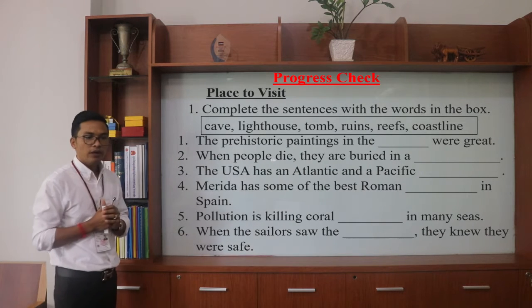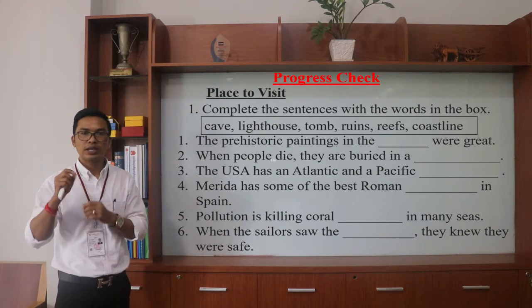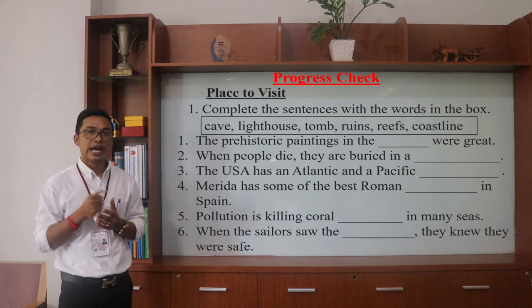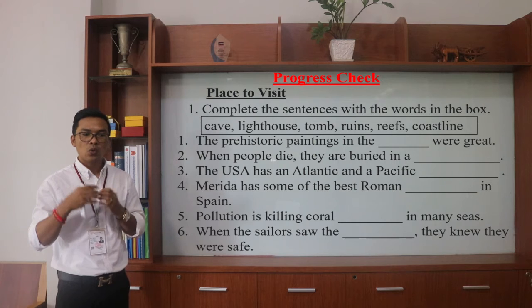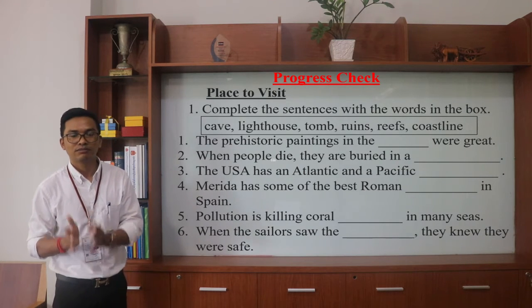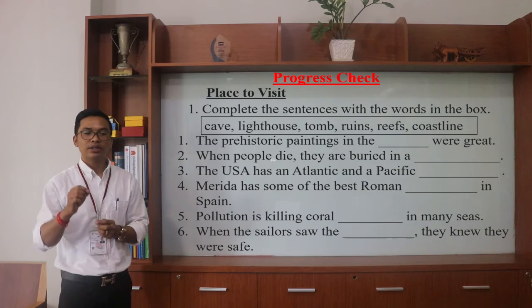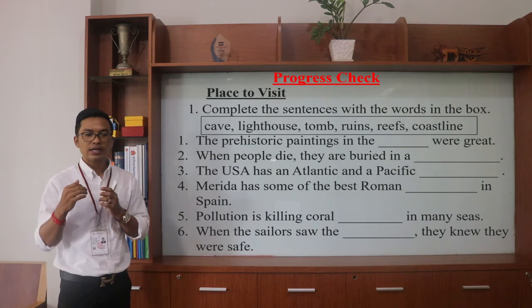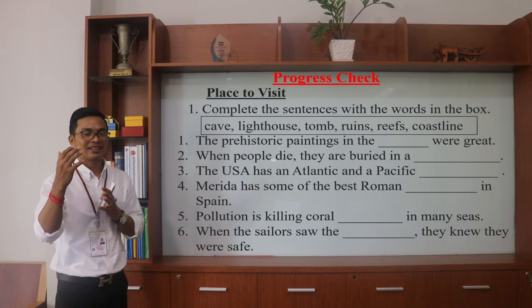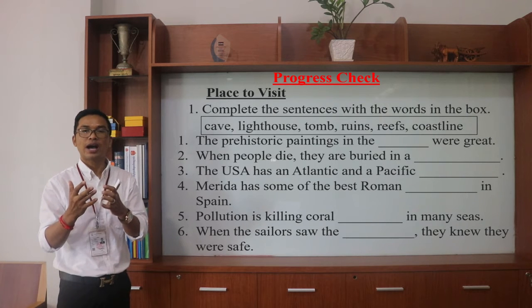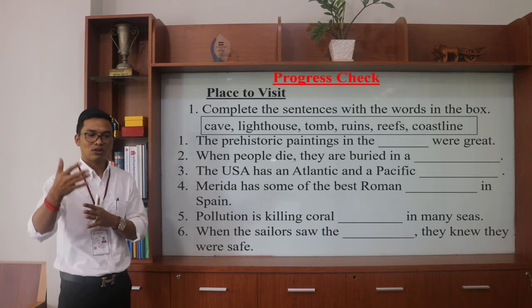Alright, let's go. Number one, prehistoric paintings in the blah blah blah were cracks. So you should complete cave, right? And then number two, when people die, they are buried. You know, buried means put into the land, right? Buried in a tube, right? Number three, the USA has an Atlantic and Pacific coastline, right? Because Atlantic and Pacific are seas, so we talk about coastline.